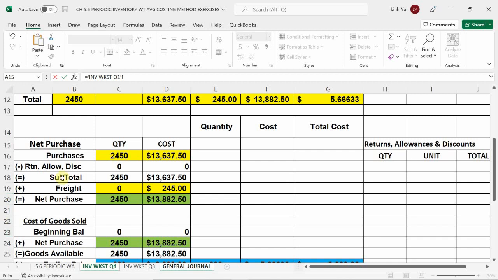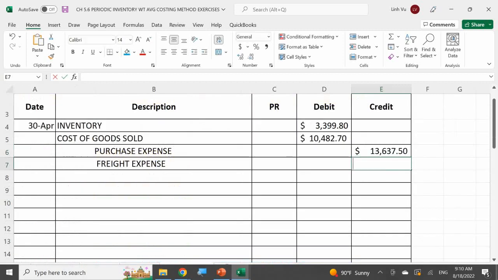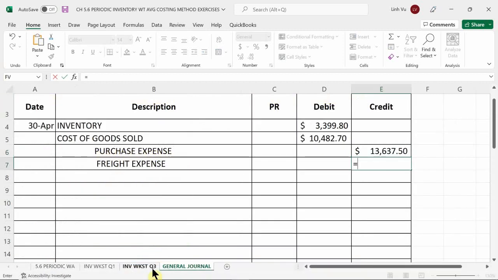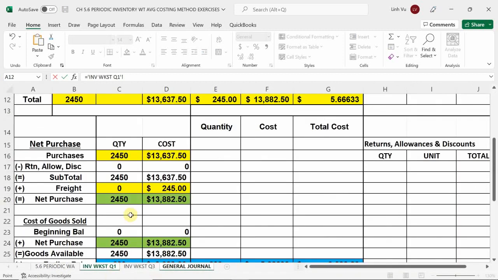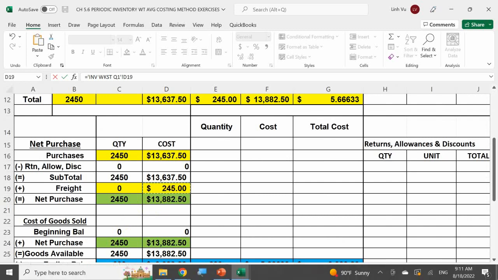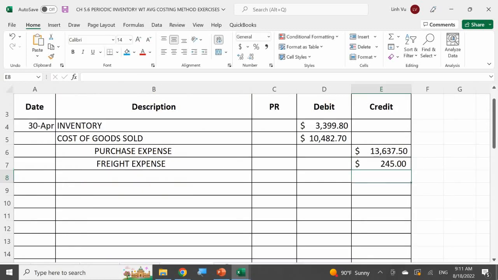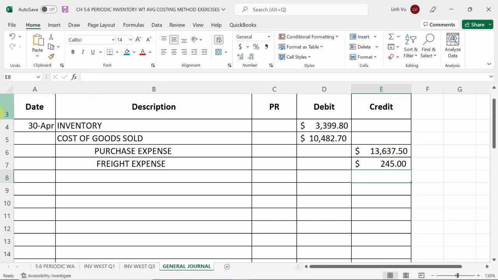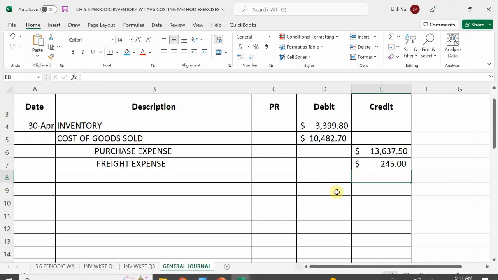And then purchase price? 13,882.50. That's going to include the freight. 637.50. Yes, and then the freight was separately $245. Yes, they have to be separate because that's how you journalized it. When you made a purchase of inventory, you separated the two. Okay, good.